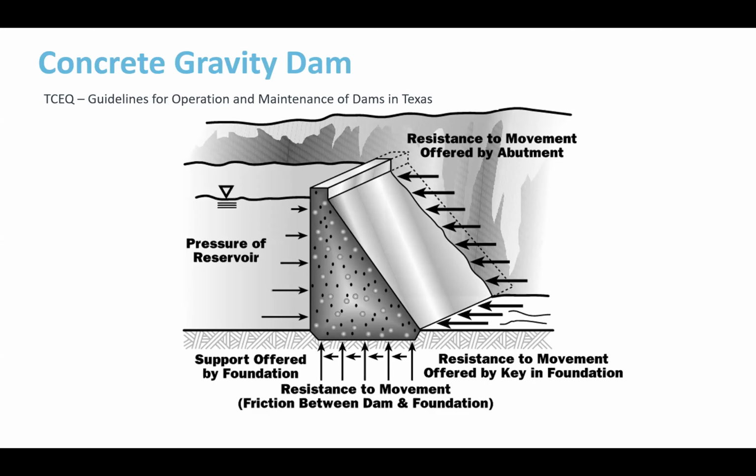You've got this pressure from the reservoir behind there. That resistance is offered to movement by the abutment, which is the end of the dam. There's resistance to movement offered by the key and the foundation. And then there's resistance, basically friction underneath, that keeps it from sliding. So you can imagine these are fairly massive structures that are in place in order to hold back all that water.